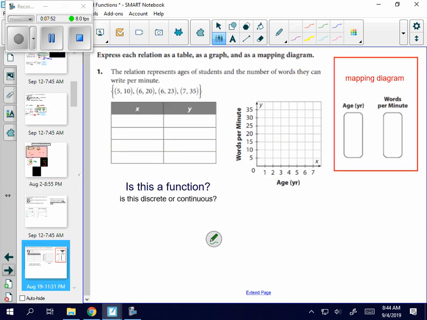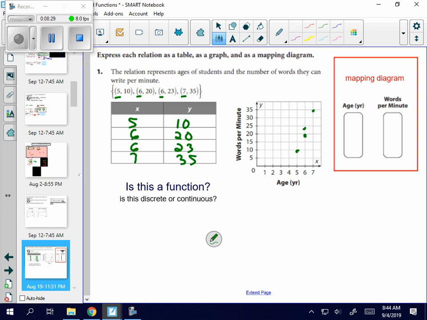All right, now we're on to our note-taking guide. We're going to express each relation as a table, as a graph, and as a mapping diagram. So the relation represents ages of students and the number of words they can write per minute. And we can take our x values and list them. 5, 6, 6, and 7. And our y values 10, 20, 23, and 35. That's pretty easy. Now we can graph them. 5 with 10. I'm going to pause. And so I have plotted my points.